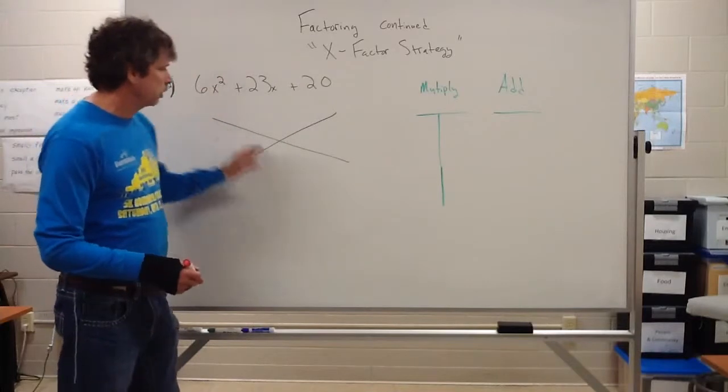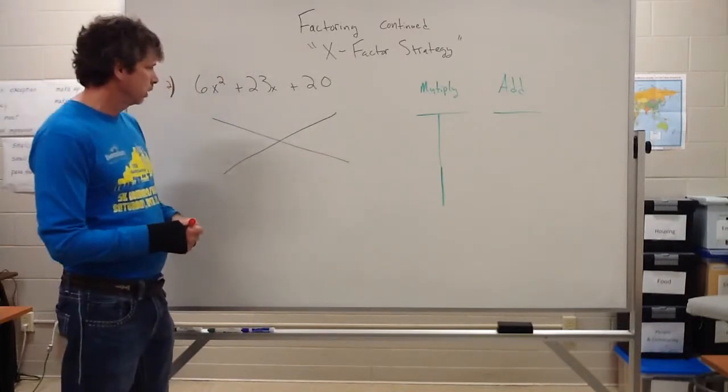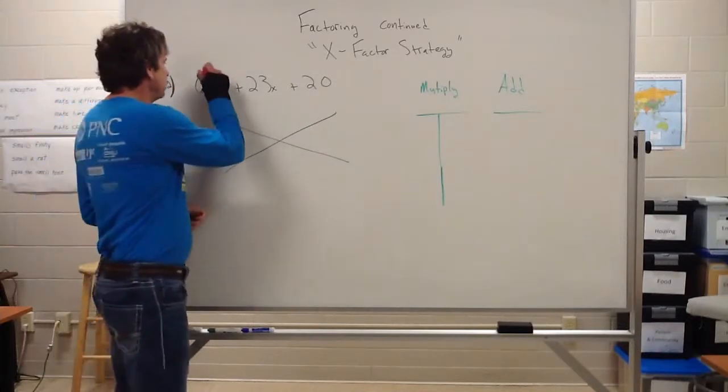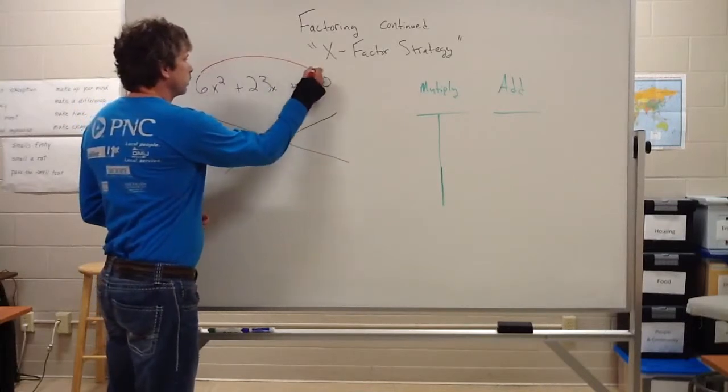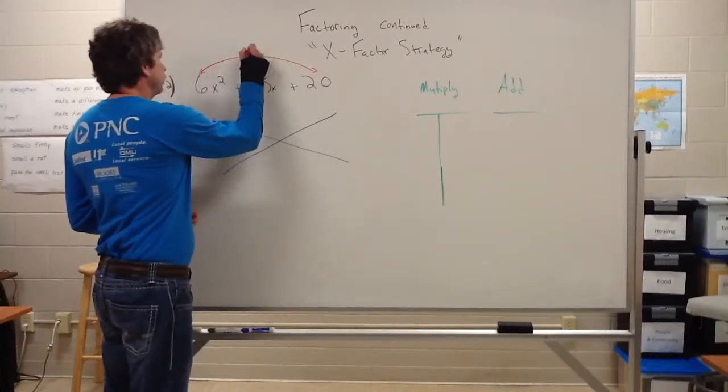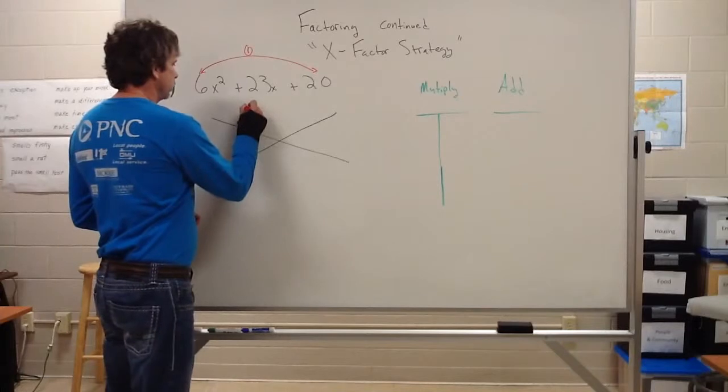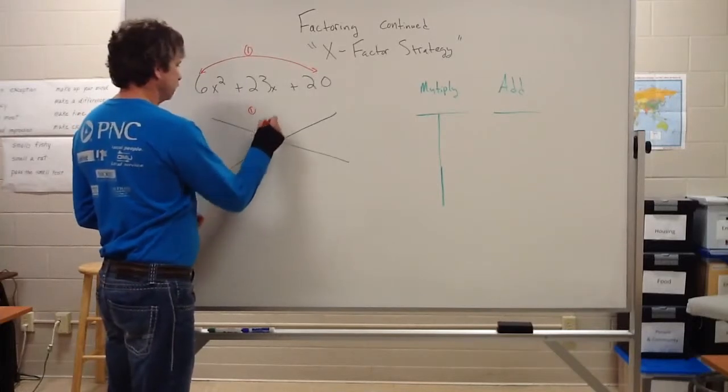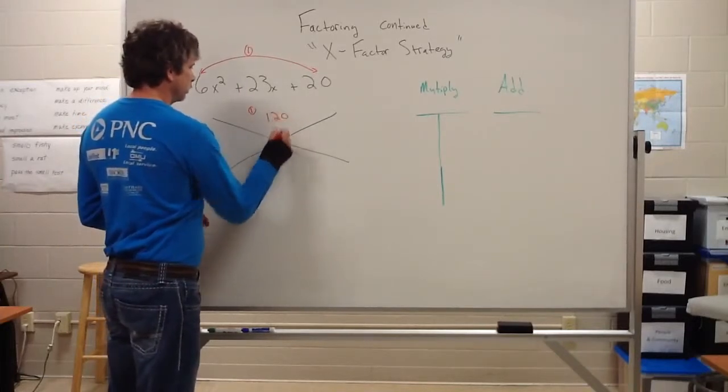So the first thing to do is just draw a nice big X on your paper. Our next move is we now multiply the 6 to the 20. That's going to be our first step, and that's going to go right down in here. So that's going to give us 120. That's our first move.